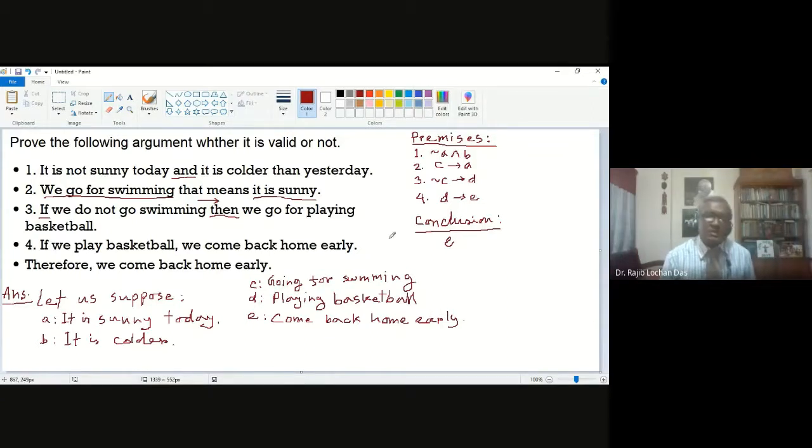Okay, so these are the things already given in the question. Now we will check whether this argument is valid or not valid. We can check it by truth table or by inference rules. If it is not mentioned in the question, and it says check whether the argument is valid or not valid, you can use a truth table also.